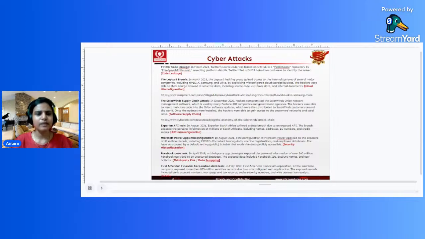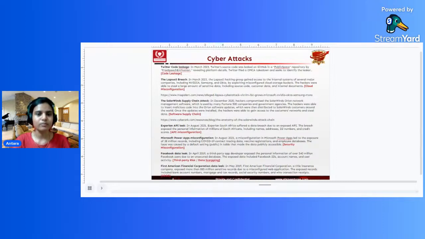So these are the latest cyber attacks. I've just created an overview of it, and if you see, each one of them had to do with misconfigurations, or using some weak passwords, or something that got leaked, and the attacker was able to extract the bulk information. So here was one, the Twitter code leakage.